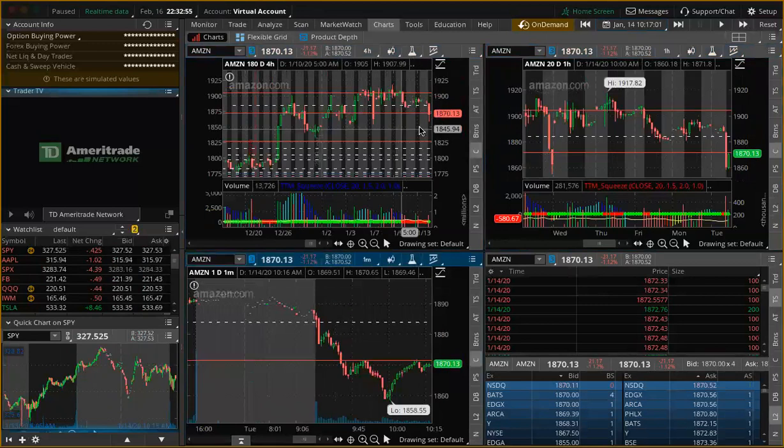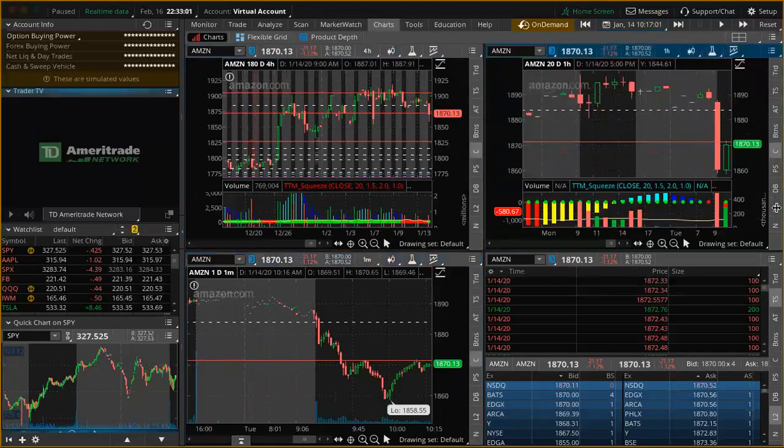All right, so Amazon's in a 4-hour squeeze. Looks like it's just trying to release, releasing from a squeeze on the 1 hour as well. I'm telling you guys, bread and butter. You're going to see a lot of these squeezes. Let me show you a lot of these squeezes. It's bread and butter for me. It's how I pay my bills.